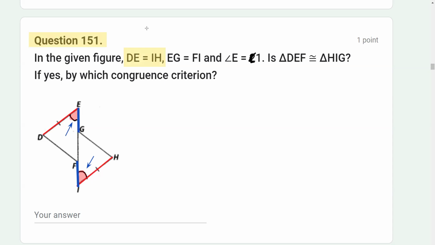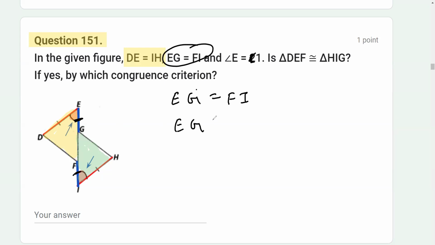So let's first, if I shade the triangle, we have to prove this triangle being congruent to this. Right. So what you can observe is that here we have one side and one angle, and the third side is not equal, but they can be proved equal. So we are given EG is equal to FI. This is given.